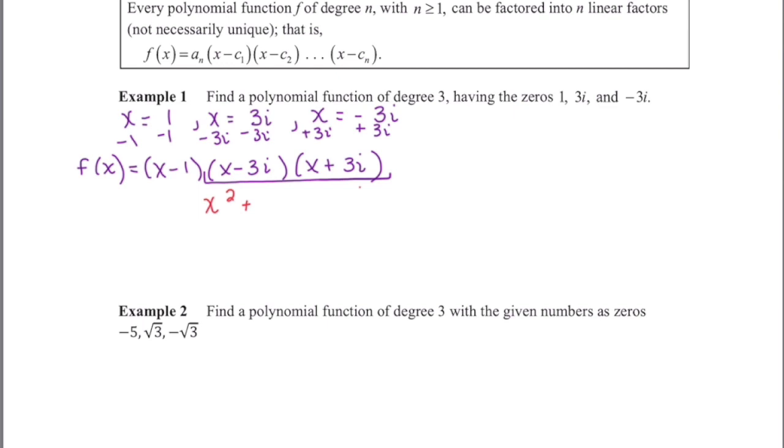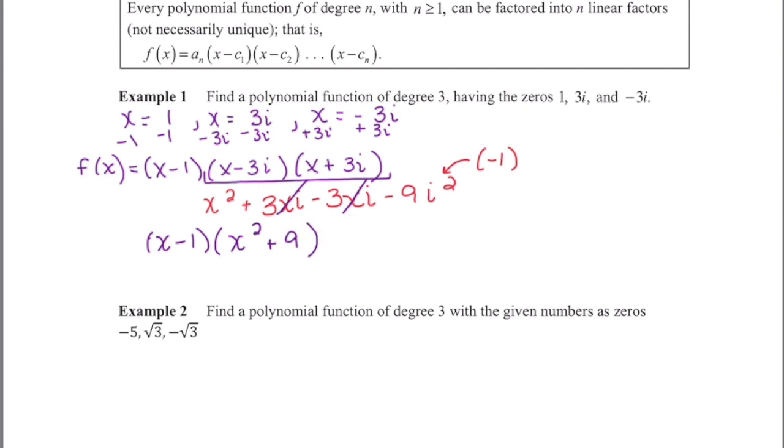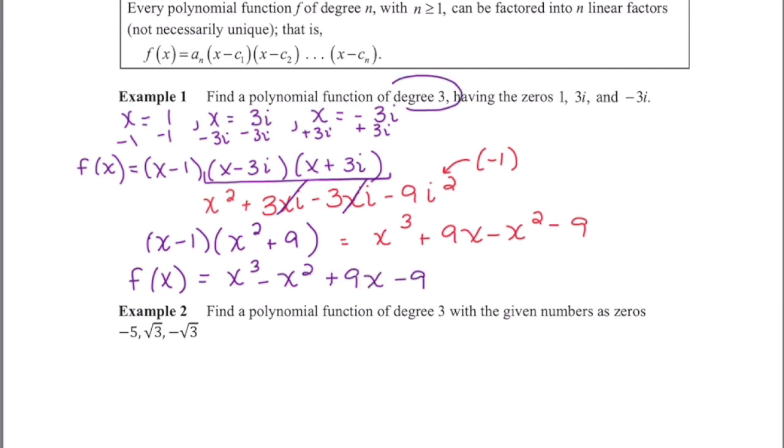Gives us x squared plus 3xi minus 3xi minus 9i squared. I know this i squared value will give us a negative 1. Combining like terms, I'll still have x minus 1 out front, but then I'll have x squared, or 3xi minus 3xi, create a 0 pair, plus 9, since negative 9 times negative 1. Redistributing then, I'll have x cubed plus 9x minus x squared minus 9. And finally, putting our function in descending order, we have x cubed minus x squared plus 9x minus 9. We found a polynomial of degree 3, which contains the zeros we're looking for.